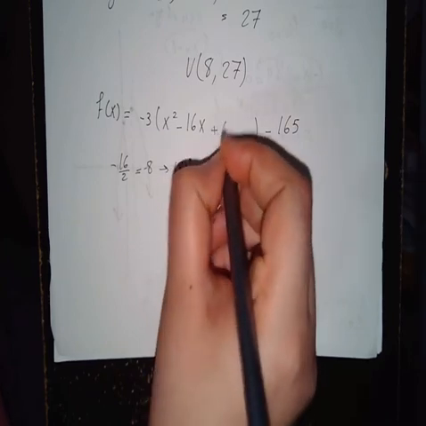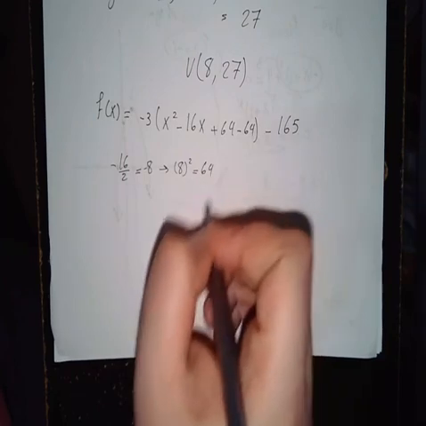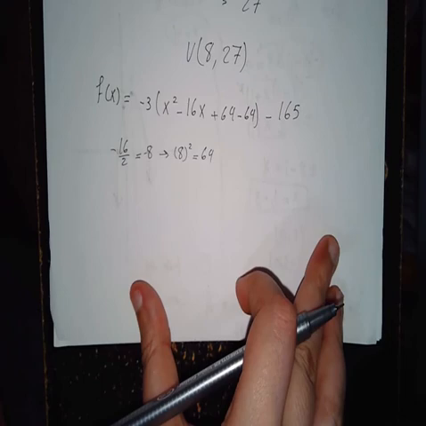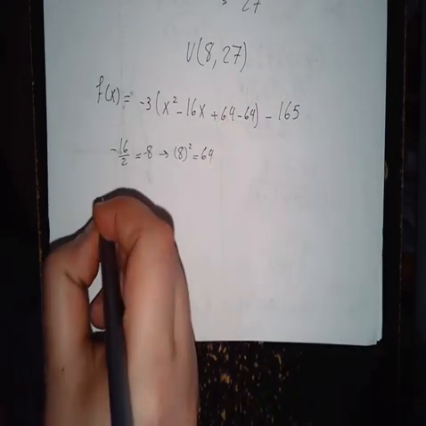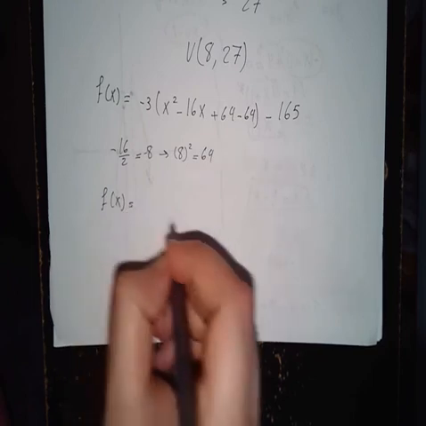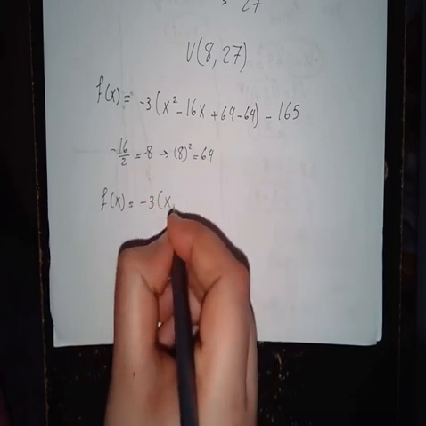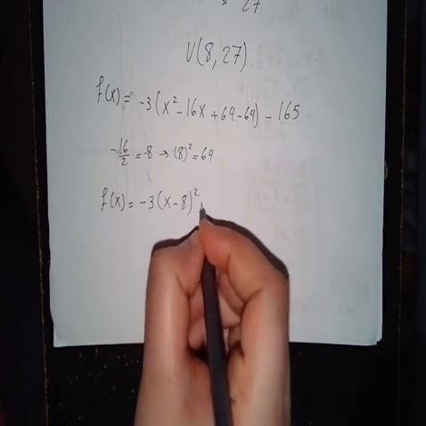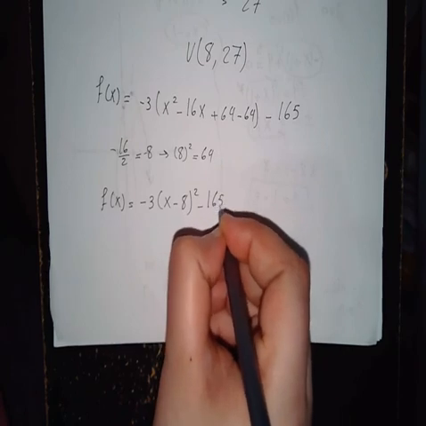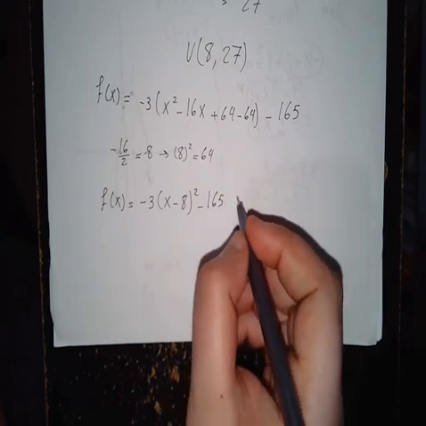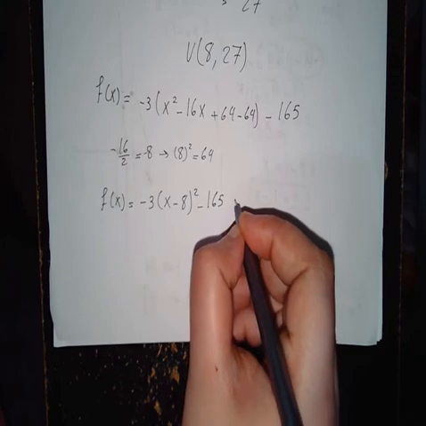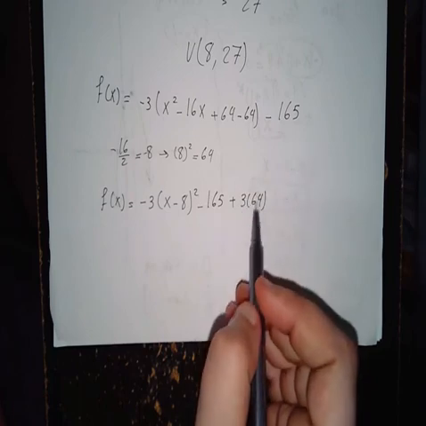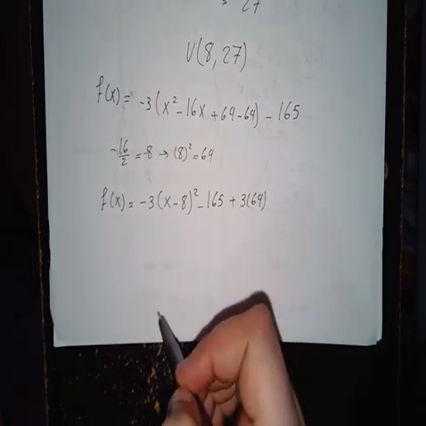So I'm grabbing the 64 and I'm adding it and subtracting it from the main part right here. Now I'm keeping the positive one inside and taking the negative one outside. So I end up with negative 3 times x minus 8 squared minus 165 plus 3 times 64, because it was negative and this negative, that's why it's turned that one to positive.